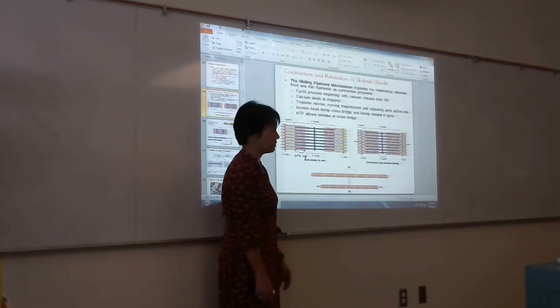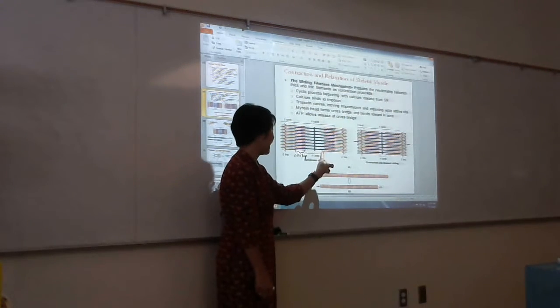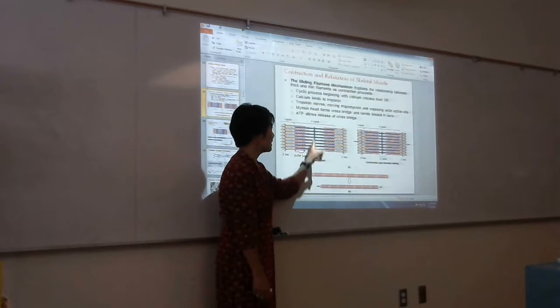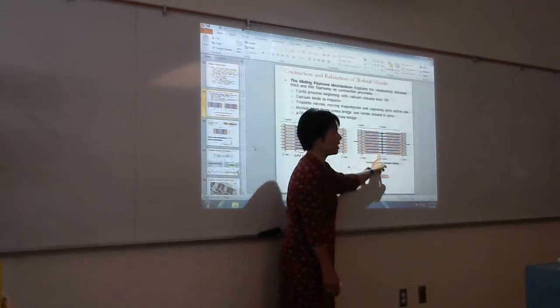Okay? What happens to the H zone? Increase, decrease, no change. Decrease, right? The H zone is the part of the sarcomere that is only myosin. When the muscle contracts, this one becomes shorter because the overlap will increase.